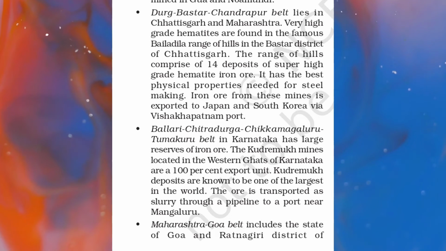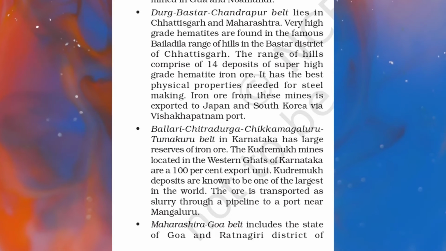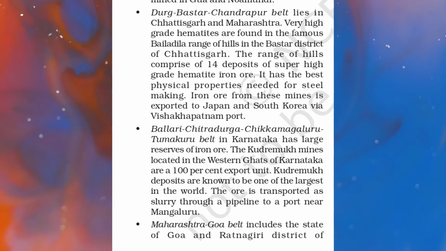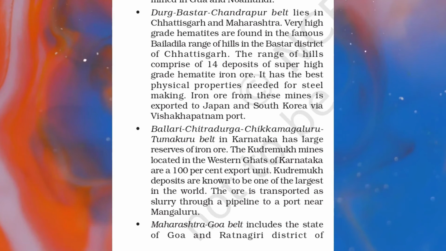Durg-Bastar-Chandrapur belt lies in Chhattisgarh and Maharashtra. Very high-grade hematites are found in the famous Bailadila range of hills in the Bastar district of Chhattisgarh. The range of hills comprises 14 deposits of super high-grade hematite iron ore. It has the best physical properties needed for steelmaking. Iron ore from these mines is exported to Japan and South Korea via Vishakhapatnam port.